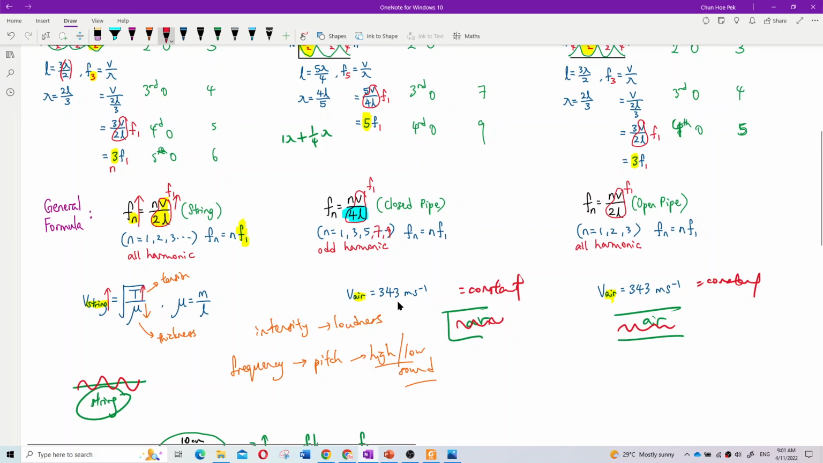Sometimes put as 343, sometimes we put as 330, depending on the question. So whatever value it gives, you just follow the value. Okay, speed of sound in the air is constant. But speed of sound in the string is changing, depending on the tension and mu. Okay, that's all I want to explain for this part.